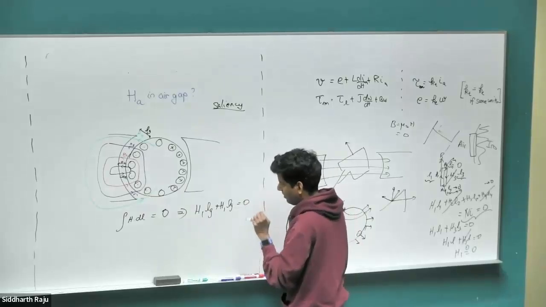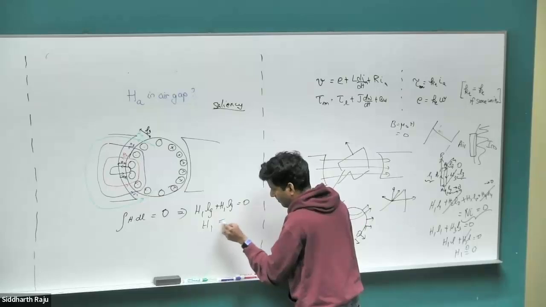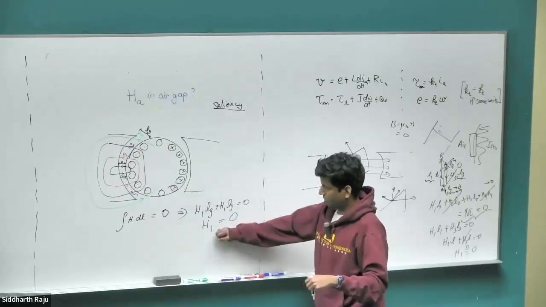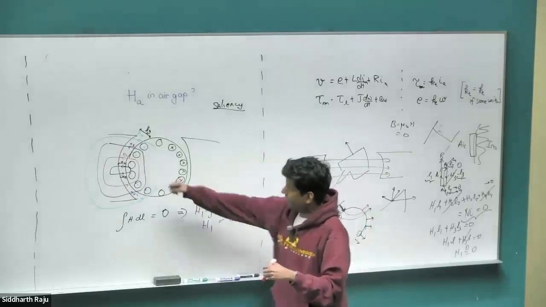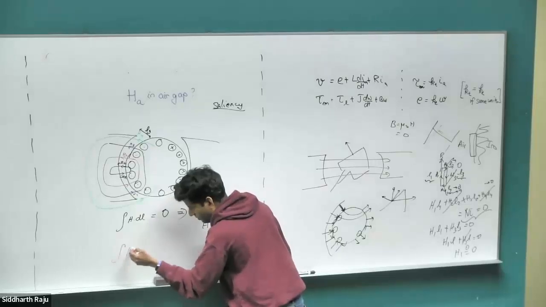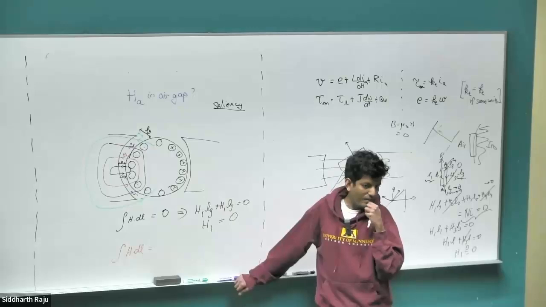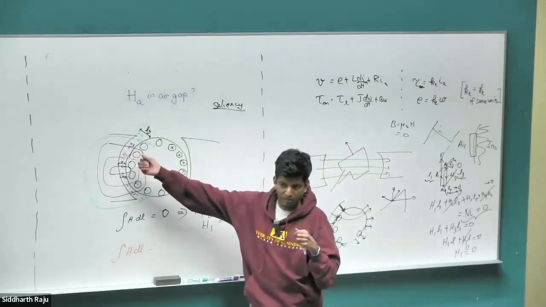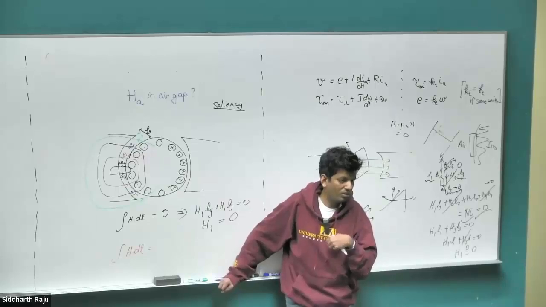I'm making a very big assumption here. Someone can point that out, that will be great. But for now, the H1 is 0. Okay. What will it be for the second loop if I go around and integrate the H field? Let's assume each of those dots represents just one conductor each. What will it be? 2i.